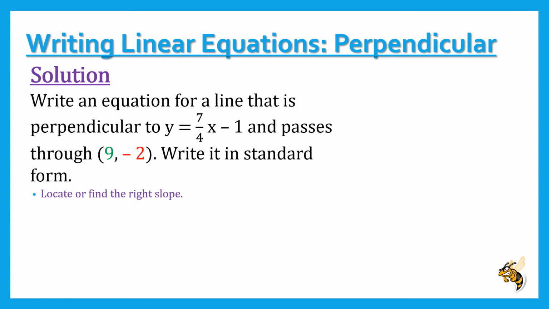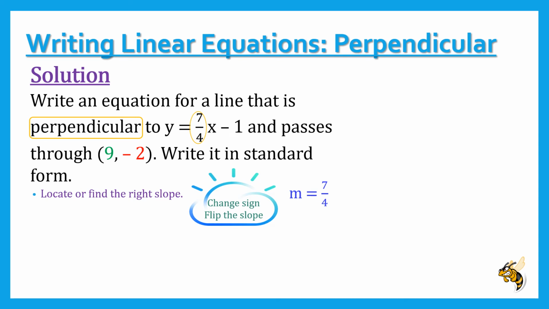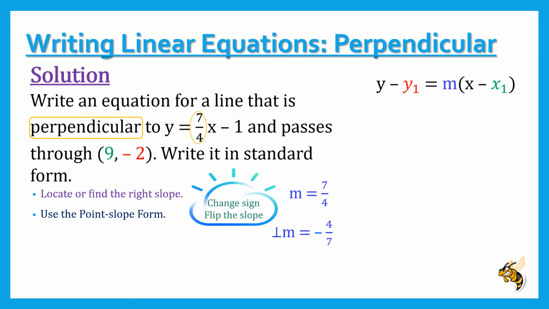First, we want to locate or find the right slope. In this case, my slope is 7 over 4. So the perpendicular slope requires me to change the sign and flip the fraction, the reciprocal. So therefore, it's going to be negative 4 over 7. Then I'm going to use the point slope form, which is y minus y1 equals m parentheses x minus x1. That's 9 is my x1, negative 2 is my y1, and I'm going to substitute the values in.